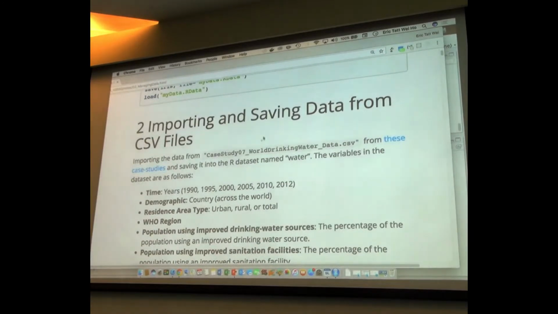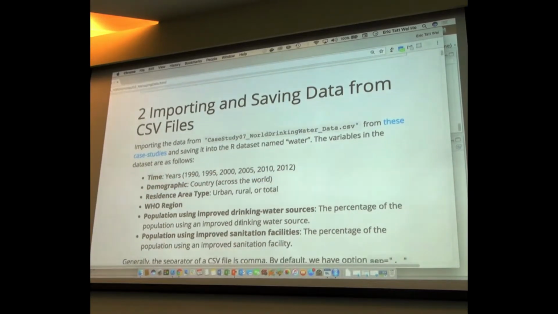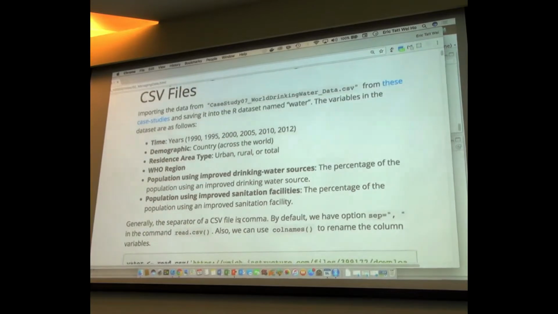So this is just an example of reading one of the case studies, case 37, that has world drinking water information in it. You know, things like when it was measured, the country where it was measured, the type of residence and whatnot.